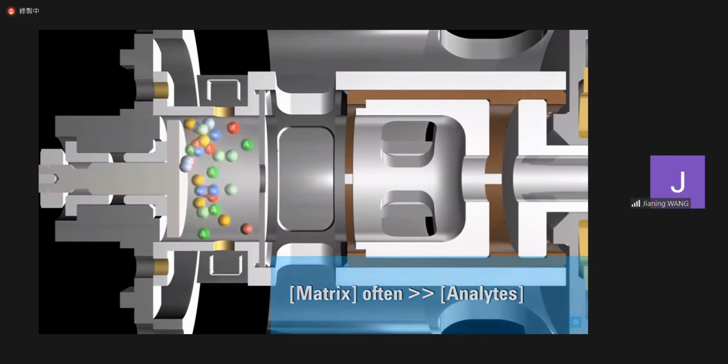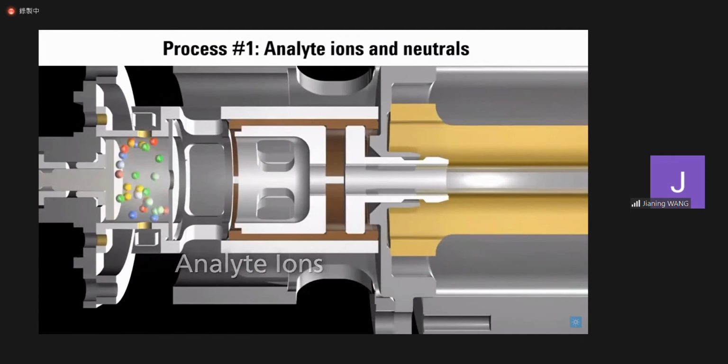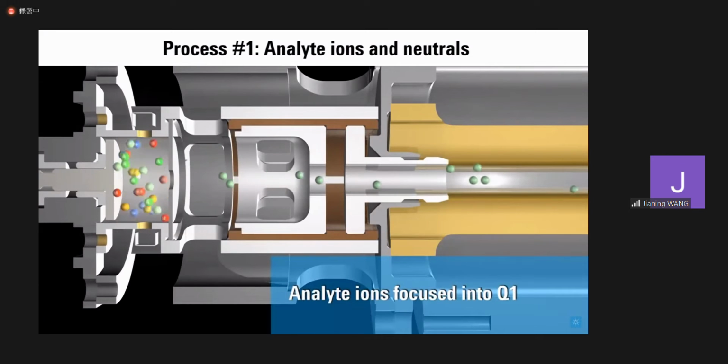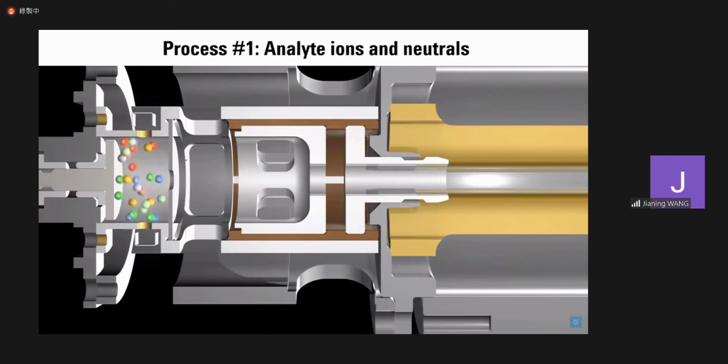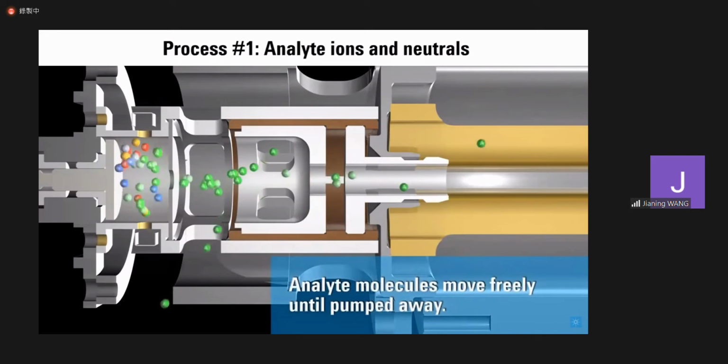To simplify the description, let's start with the analyte molecules and ions. Analyte molecules enter the vacuum source from the GC capillary column and begin bouncing off the hot surfaces of the source. Analyte ions are immediately extracted from the source and focused into the quadrupole mass filter. But what about the non-ionized molecules? The electrical fields within the MS have no influence on these molecules. They follow rapid random motion until removed by the vacuum pump.